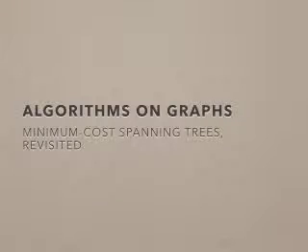Algorithms on graphs, minimum cost spanning trees revisited. We saw an algorithm on graphs in Chapter 10. That algorithm, called Kruskal's algorithm, took a connected simple graph whose edges were assigned a cost or weight as the input and returned a minimal cost spanning tree of G as an output.